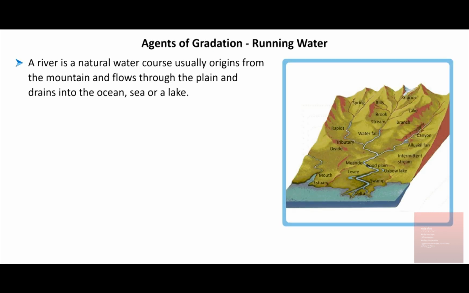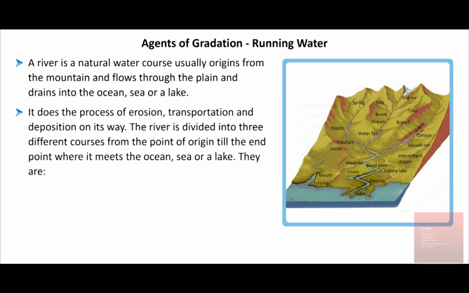A river is a natural water course usually originates from the mountain and flows through the plain and drains into the ocean, sea, or a lake. It does the process of erosion, transportation, and deposition on its way. The river is divided into three different courses from the point of origin till the end point, where it meets the ocean, sea, or a lake. They are upper course or mountain course, middle course, lower course.